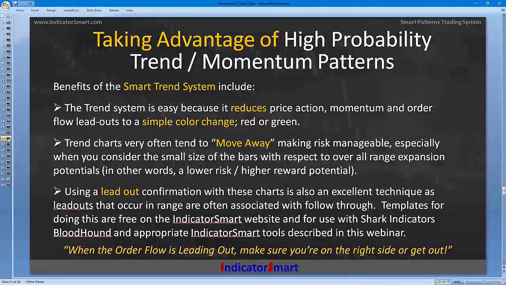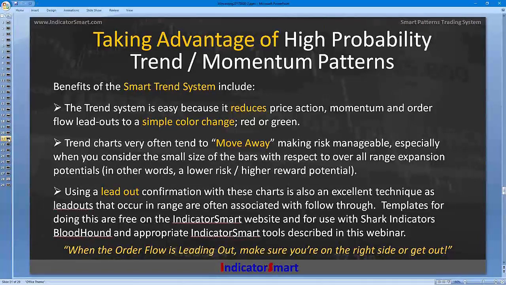So the trend system's easy because it just reduces everything to a color change. It's just red or green. The trend charts tend to move away. So it makes the risk lower, as the probability for a continuation bar is about 80+%. And so it tends to move away, and so you're getting momentum at your entry level.